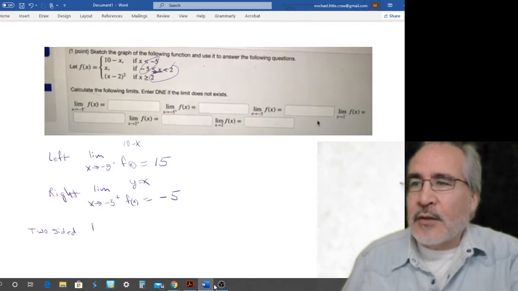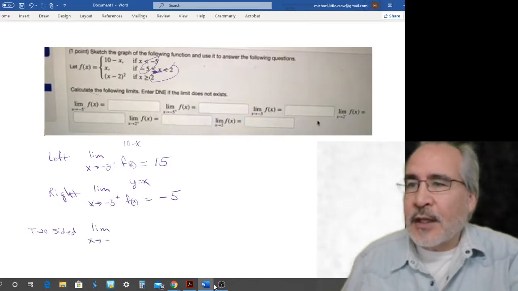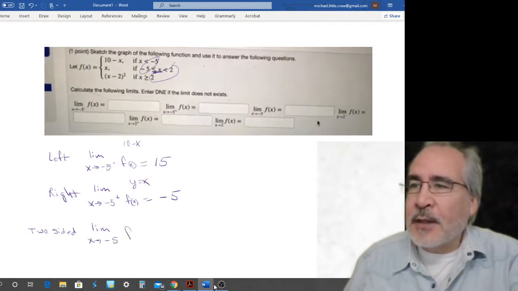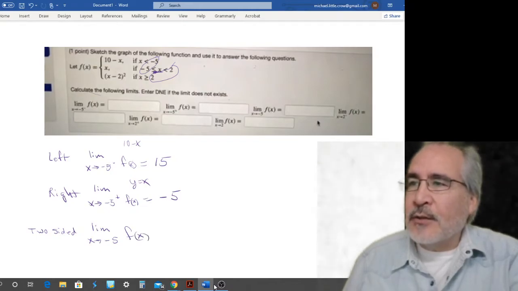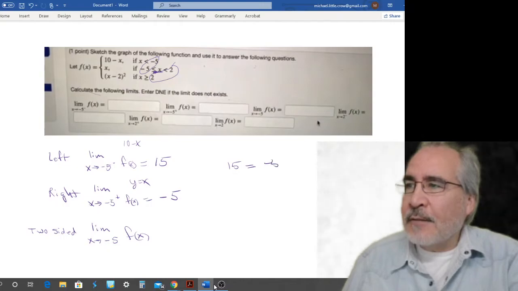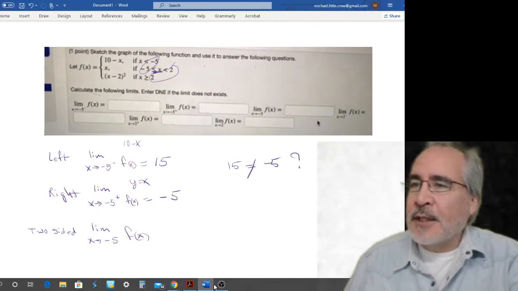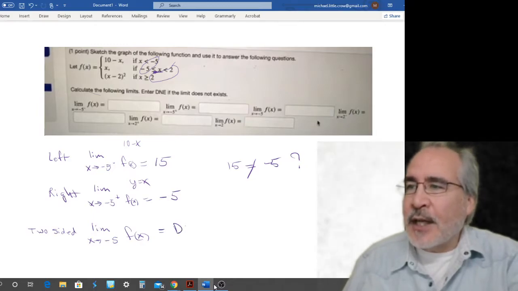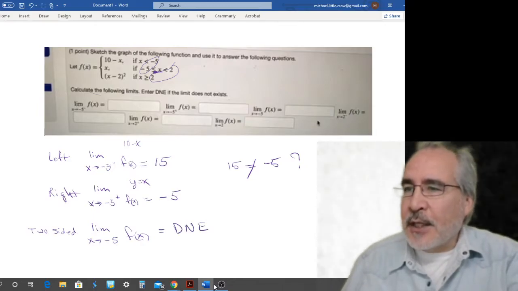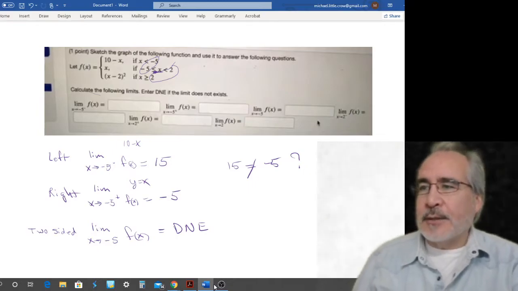Which compares the left and the right. So this is just as x goes to -5. It doesn't have any indicator, so it's coming from the left and the right. What we have to do is compare these two. Does 15 equal -5? No, it doesn't. It's not equal, so the limit does not exist. For there to be a limit, a two-sided limit, both the left and the right have to be equal.